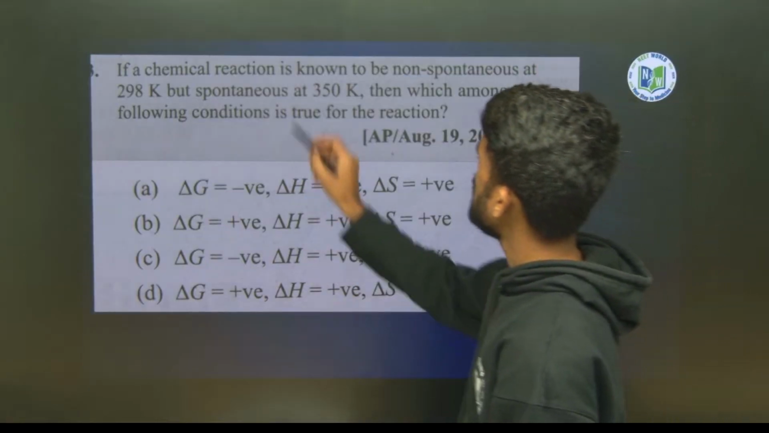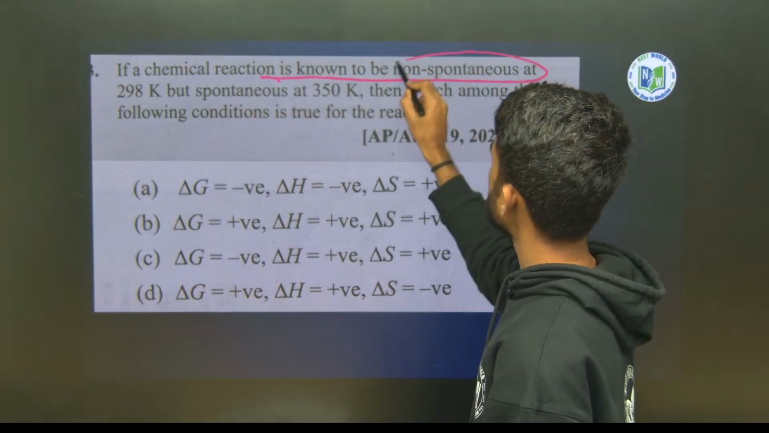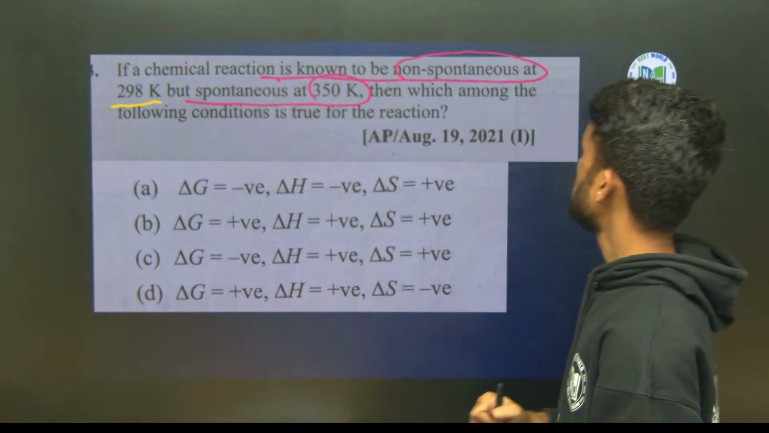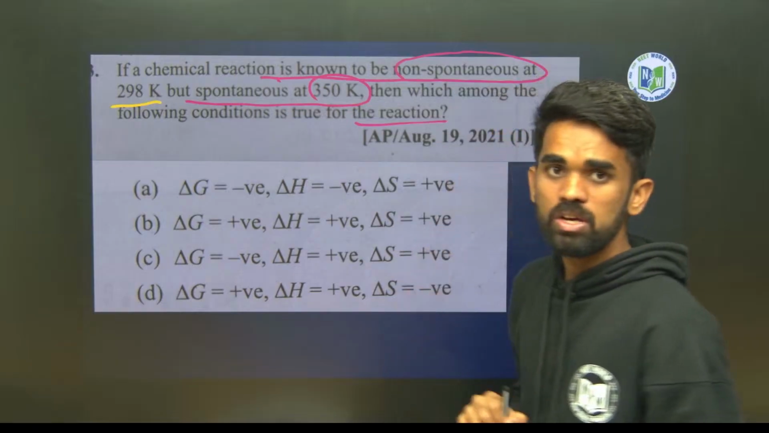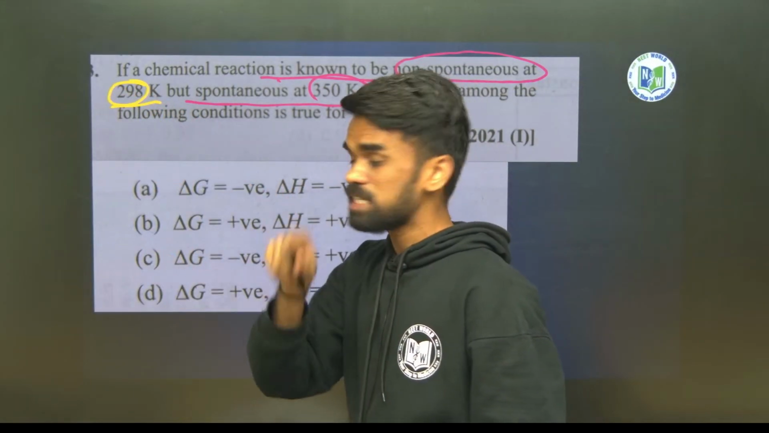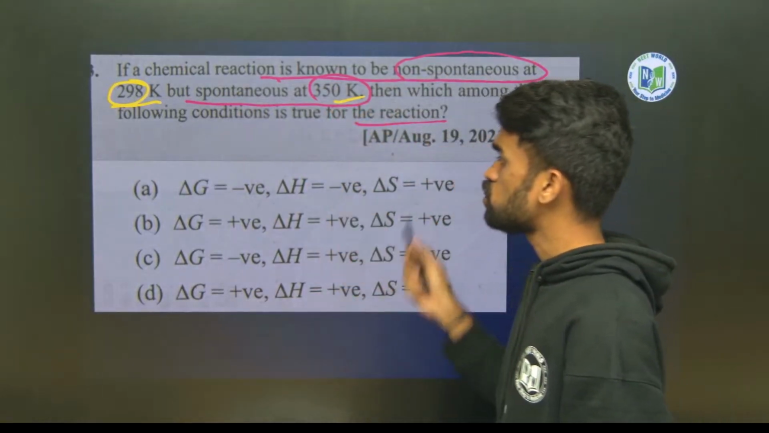So, in a chemical reaction, if a chemical reaction is known to be non-spontaneous at 298 Kelvin but spontaneous at 350 Kelvin, then which among the following conditions is true for the reaction? So tell me, it is non-spontaneous at 298 Kelvin, it means low temperature, and spontaneous at 350, high temperature. So what is the suitable condition?